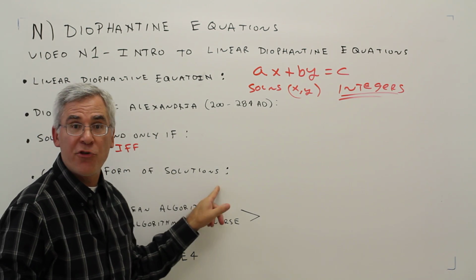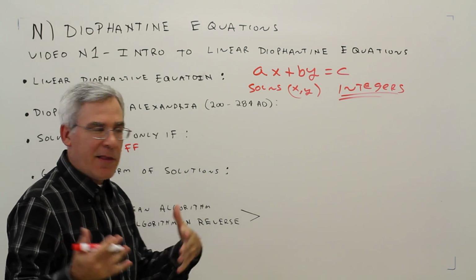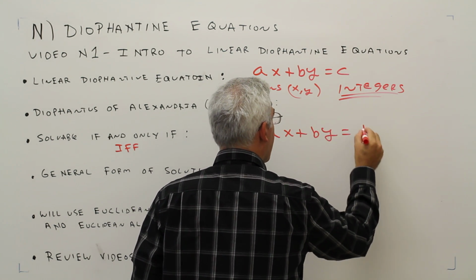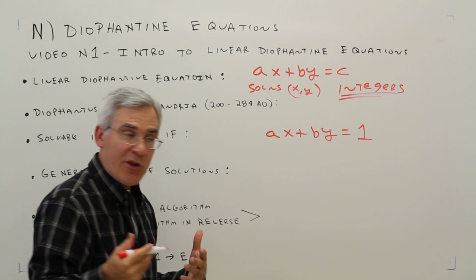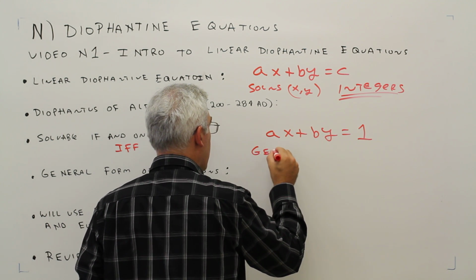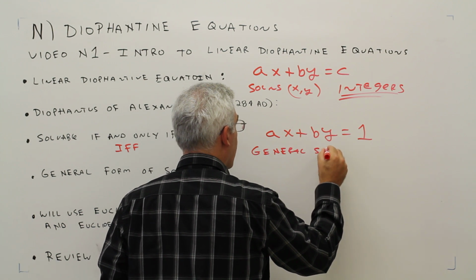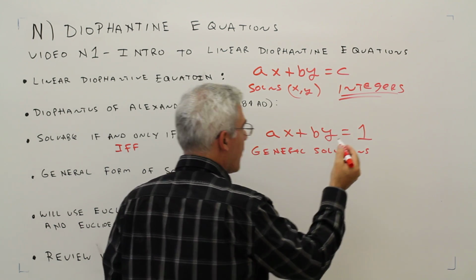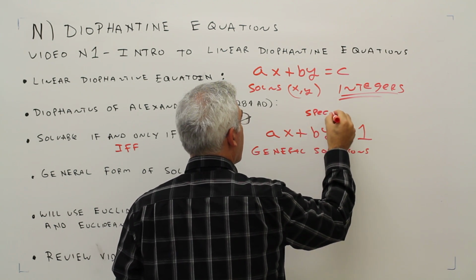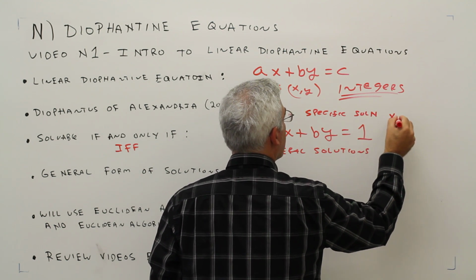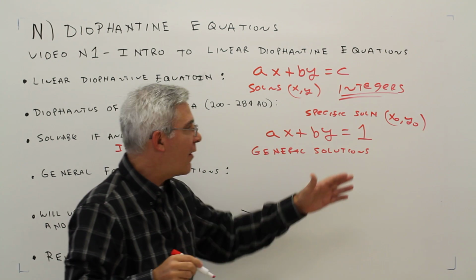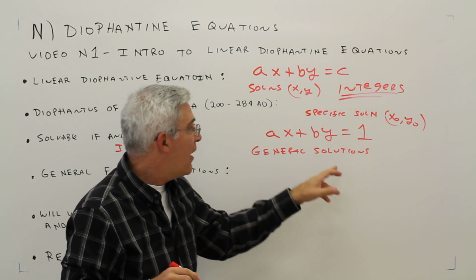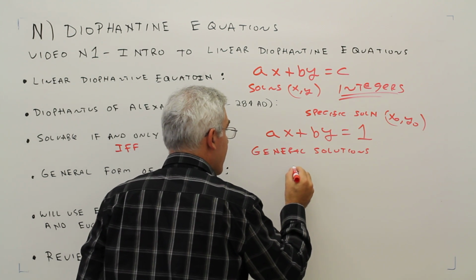So, the general form of the solutions. Let's start with an equation of this form: ax plus by equals 1. First let me talk about the specific solution, because when we do this process, we're going to first find a specific solution. We'll call the specific solution x naught, y naught. Then the general solutions will be as follows.